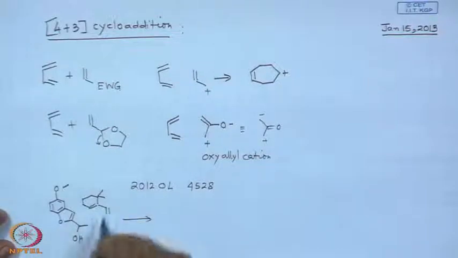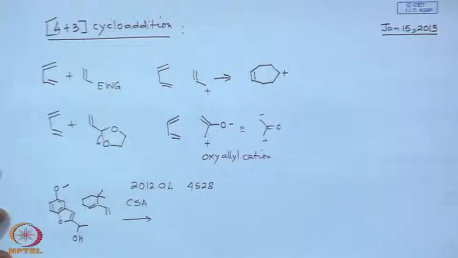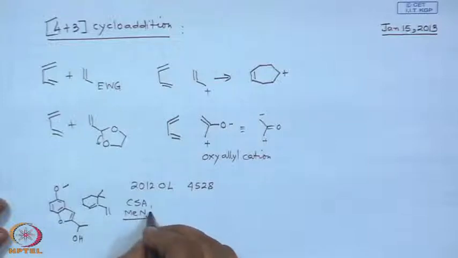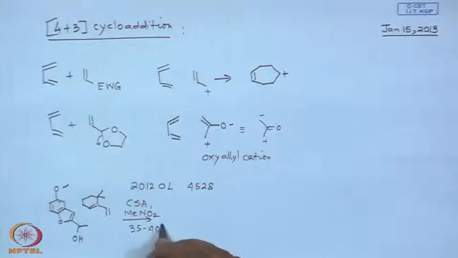This cyclohexene and vinylic double bond, that would form the diene part, then you do not have a dienophile. In this case you do not have a formal dienophile, but in the presence of CSA, what is known as camphor sulfonic acid, which is basically a mild organic acid, and then this solvent, of course, you have to use a polar solvent because you are using a sulfonic acid. So, polar solvent, and the temperature is somewhere between 35 degrees to 40 degrees centigrade.